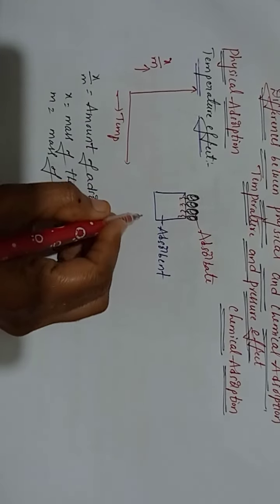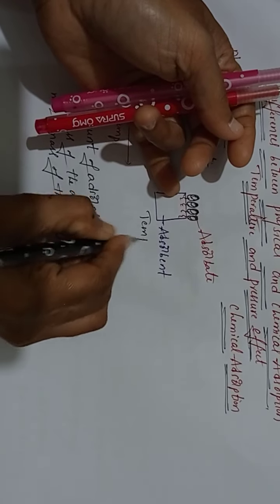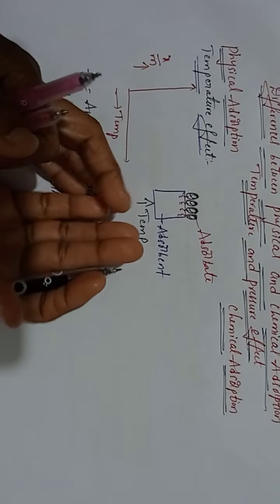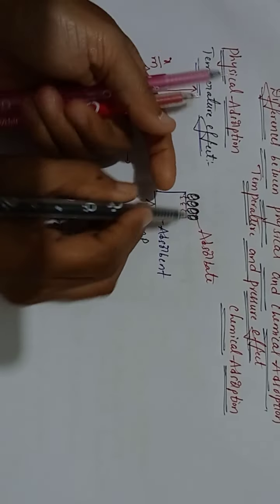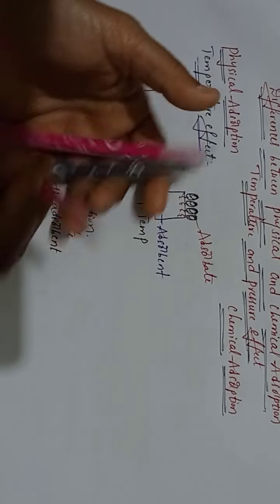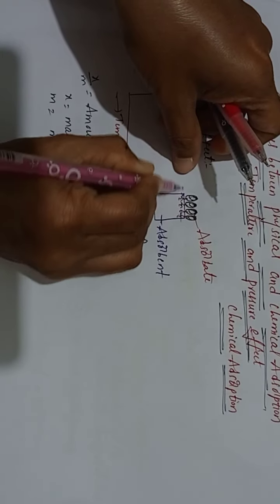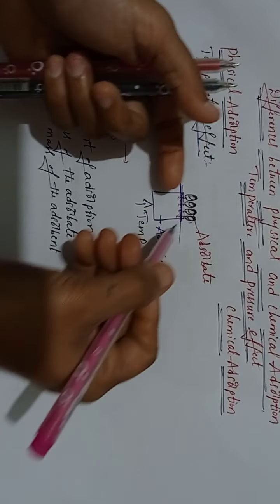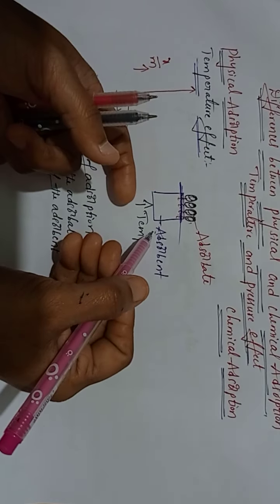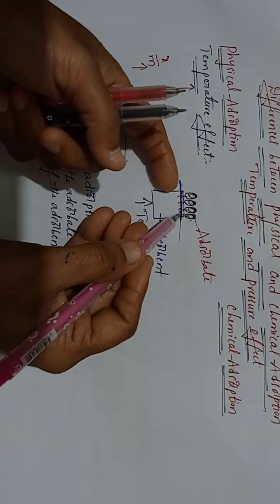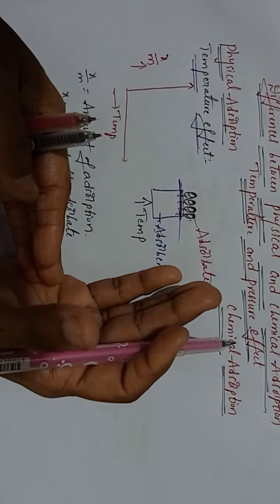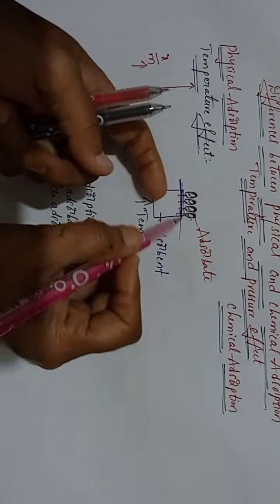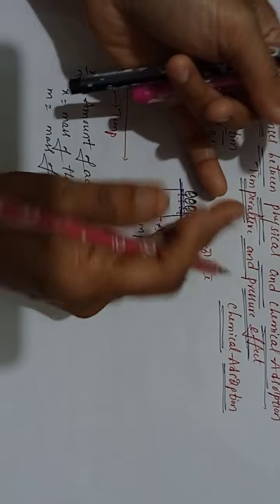When we are supplying temperature, when temperature is increasing, what will happen? Whatever weak bonds are there will break. So these bonds between the adsorbate and adsorbent, that is the weak van der Waals attractive forces, will break, and these molecules can move away from the surface.